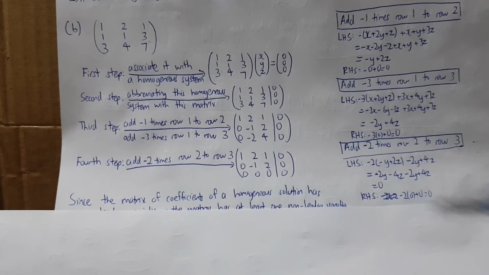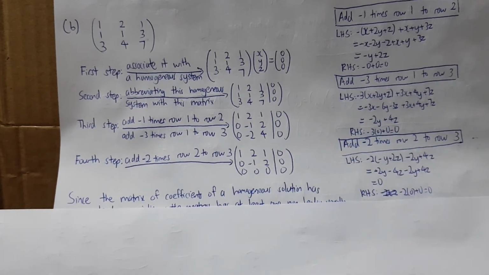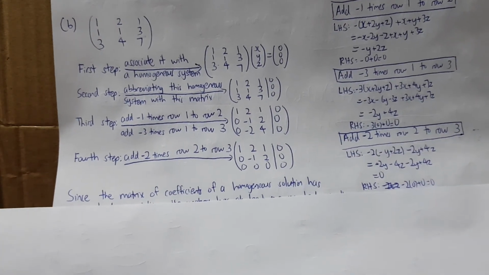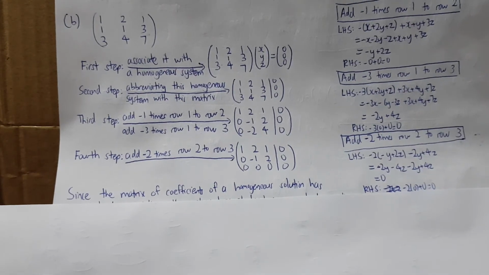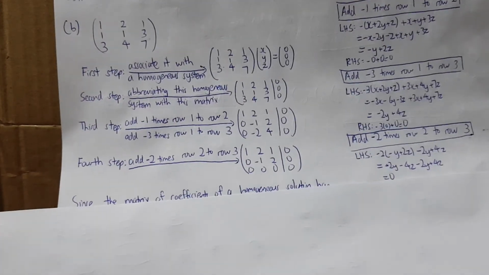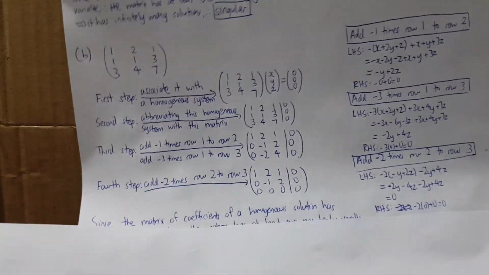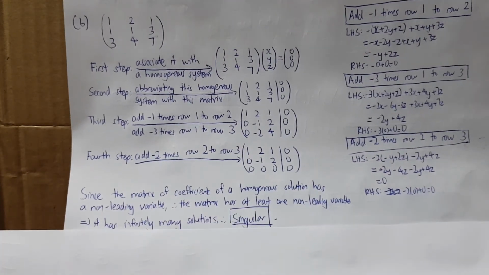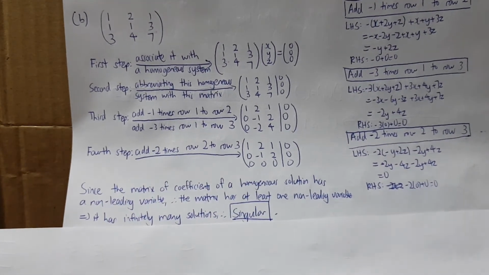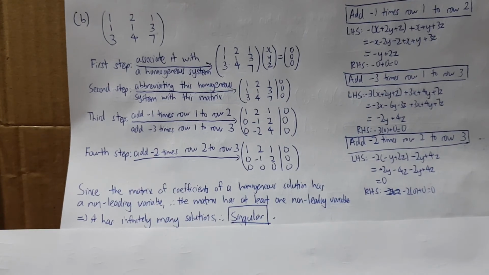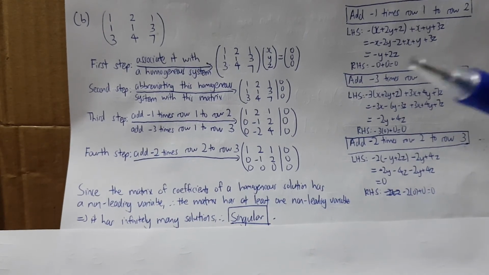And now, since we got our system in echelon form, we can already see that the last row has no leading variable. And since the matrix of coefficients has at least a non-leading variable, it has infinitely many solutions. Hence, it is singular.